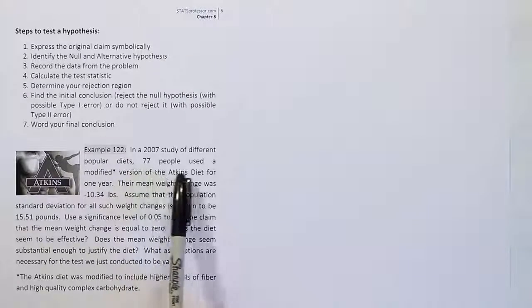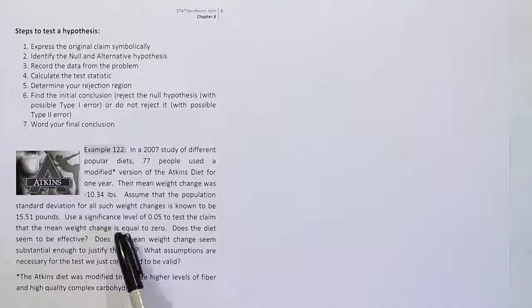Example 122. In a 2007 study of different popular diets, 77 people used a modified version of the Atkins diet for 1 year. Their mean weight change was negative 10.34 pounds. Assume that the population standard deviation for all such weight changes is known to be 15.51 pounds. Use a significance level of 0.05 to test the claim that the mean weight change is equal to 0.